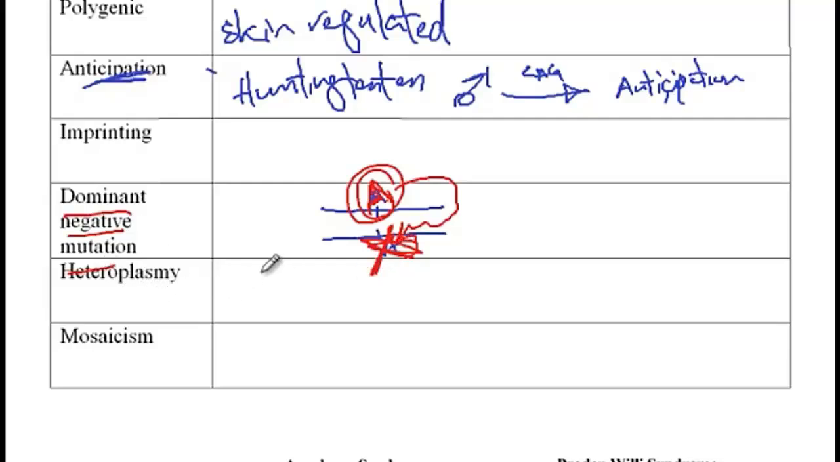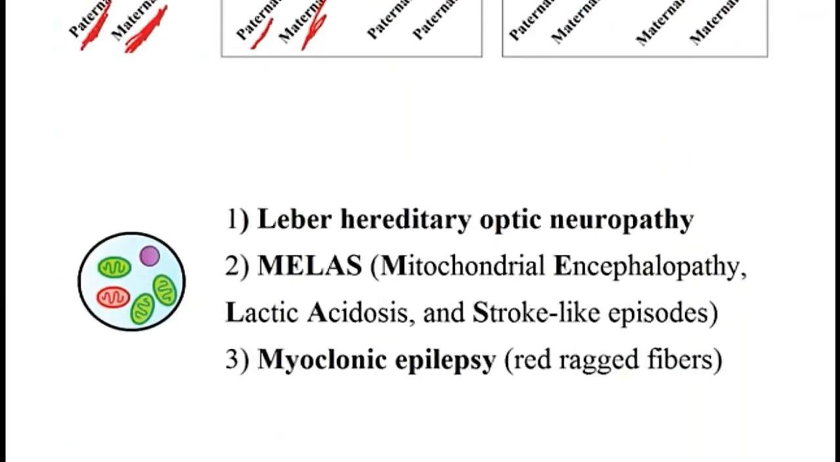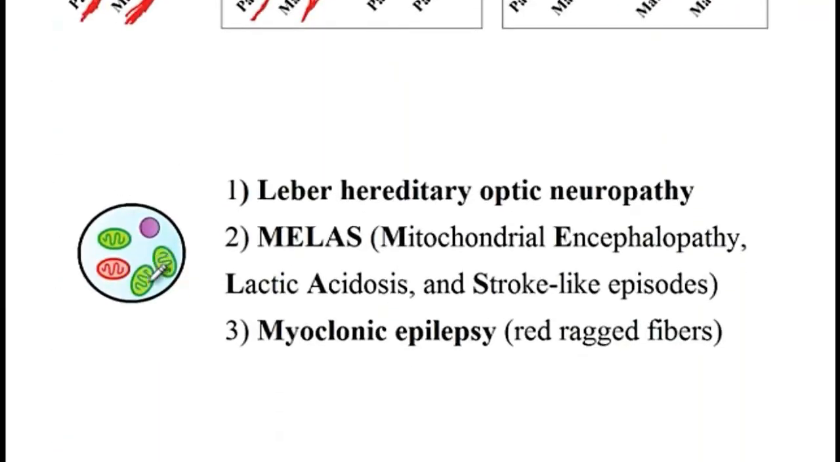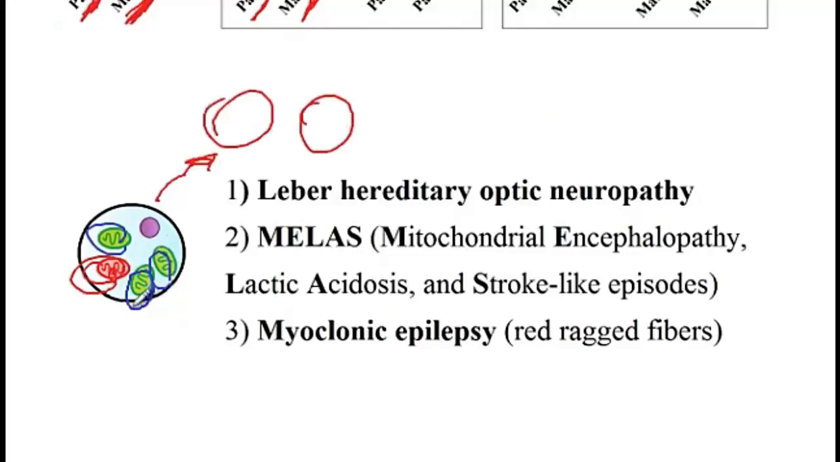Heteroplasmy is a condition where both normal and mutant mitochondrial DNA are present in an individual. So let me show you an example. These are mitochondria that are in cells, and the green ones are normal versus the red one, which is abnormal. So when these are transferred to new progenies, there would be a mix of normal and abnormal ones. And this phenomenon is referred to as heteroplasmy.